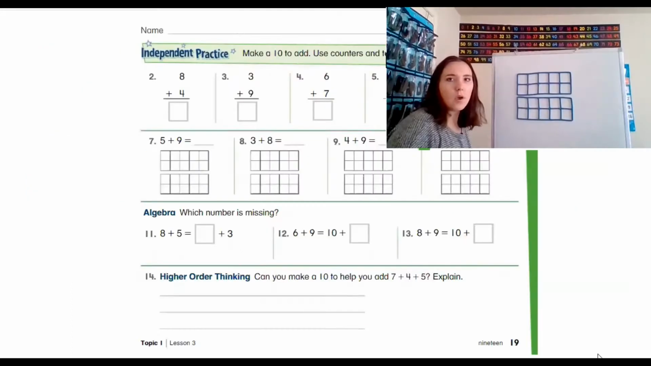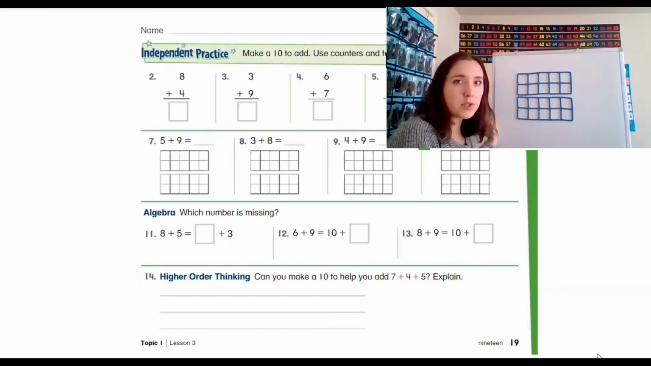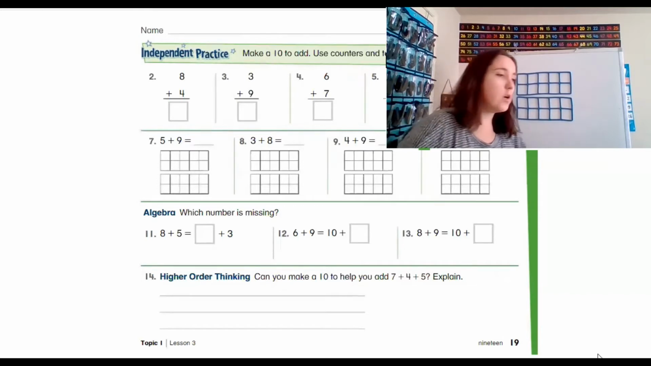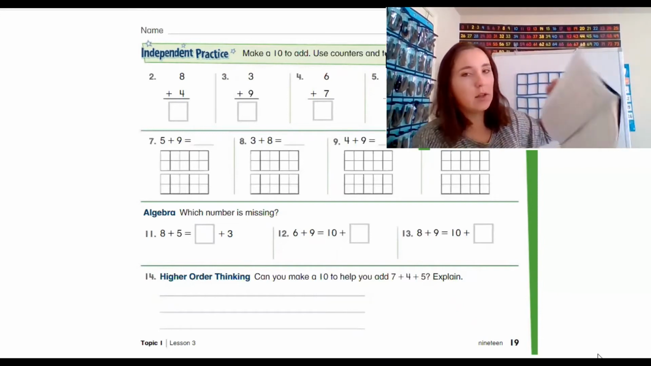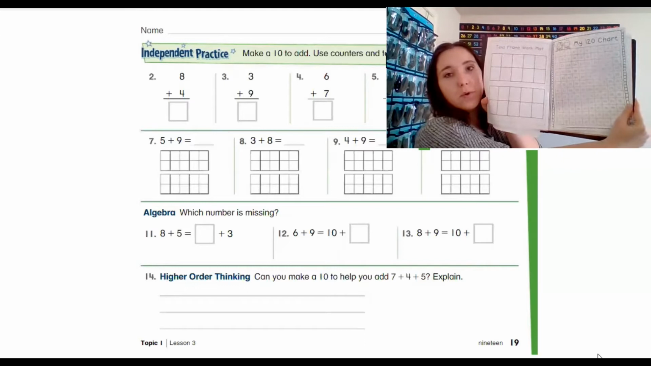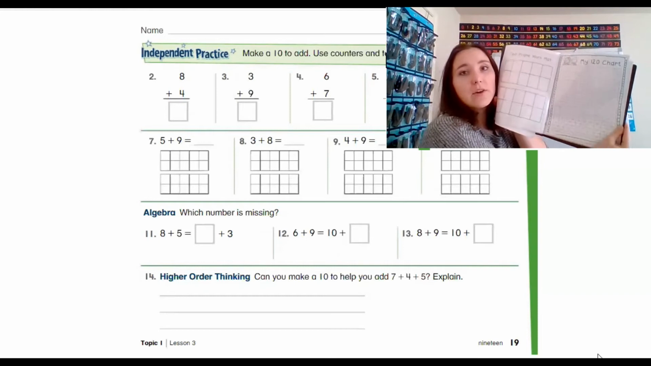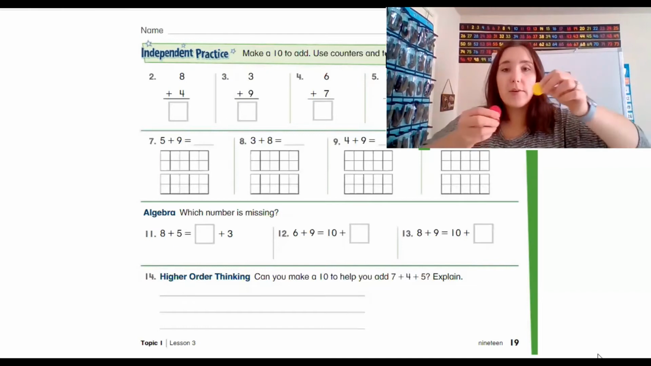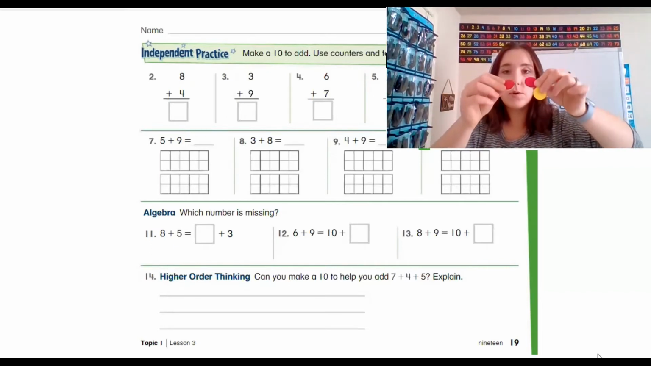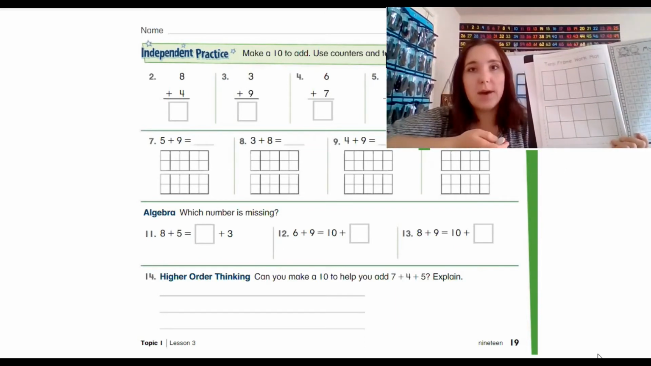Let's turn the page. Okay, guys, we're going to start off by doing number 2 together. So if we do number 2, it tells us to make a 10 to add and to use counters and 10 frames. So in your black folder, your little Westie, you have a page that looks just like this, and it has 10 frames on it for you. I would get this out so that way you don't have to draw your 10 frames. That way they're right here for you. And then use those counters we gave you. So I would break out that little baggie of these counters that we gave you. So use your counters on your 10 frames, and that will make it super easy to do these math problems.